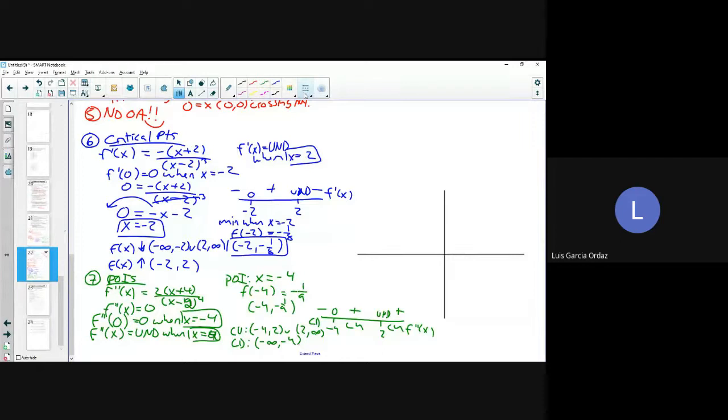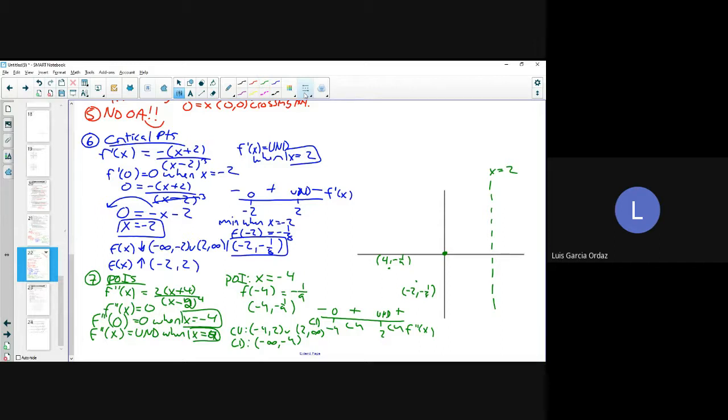So now I can figure out my graph. So I'm going to plot my points first. So I have an x-intercept and y-intercept at 0, 0. I have my vertical asymptote at x is equal to 2. I have a point of inflection at -4 and -1/9. And I have a minimum at -2 and -1/8. Obviously, this is a bit exaggerated because -1/8 and -1/9 are probably closer than they seem.